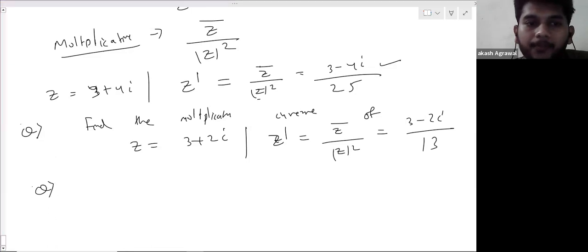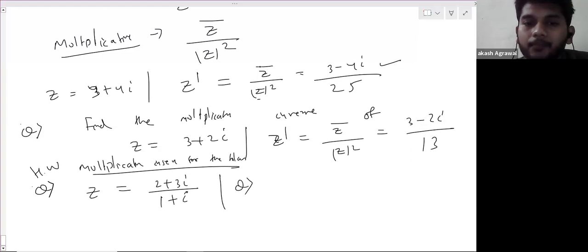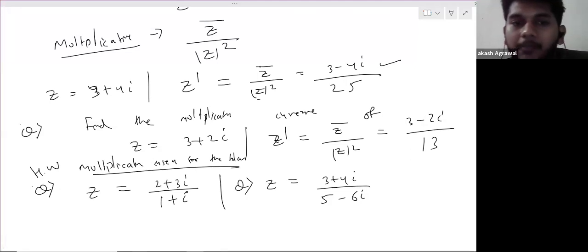Okay, a few questions. Find the multiplicative inverse for the following. This is for homework. Z equals 2 plus 3i whole divided by 1 plus i. Z equals 3 plus 4i whole divided by 5 minus 6i. Two questions for homework. Please find the multiplicative inverse for the following. Write it down. Tell me when you are done.